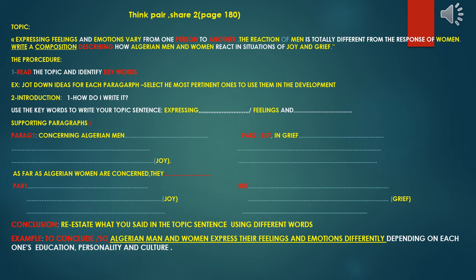For instance, you've got "Algerian men, Algerian women express feeling and emotion", and I used the adverb "differently" here, and in the topic sentence we've got "vary". I just added the last few words here, "depending on each one's education, personality, and culture". And I hope it's clear for you.